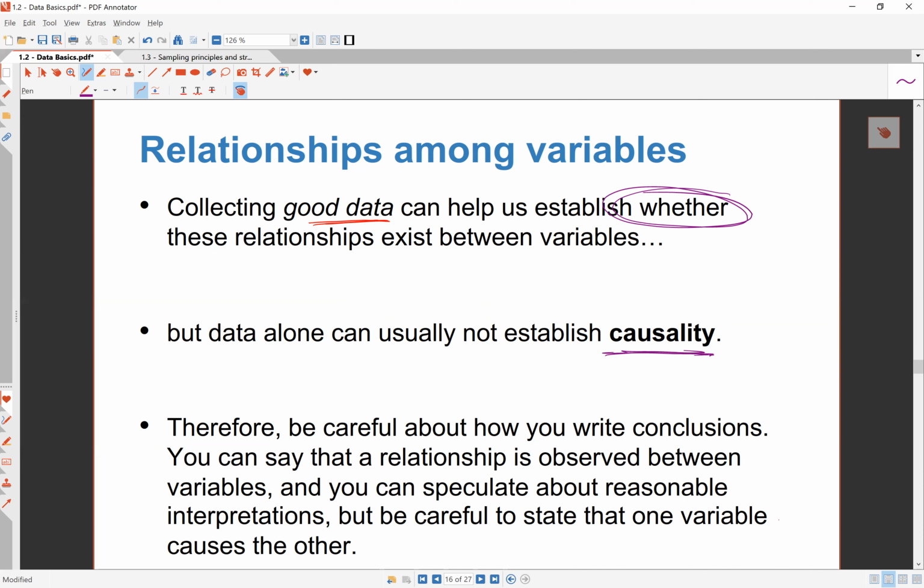So we might be able to say, we observe a relationship between household income and home ownership.